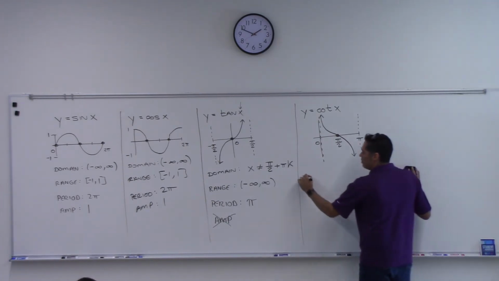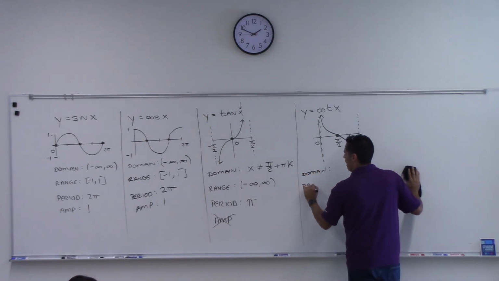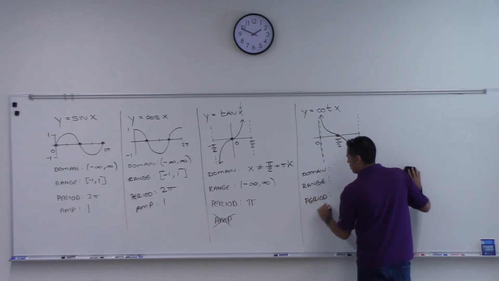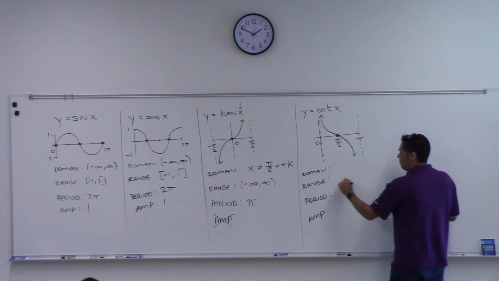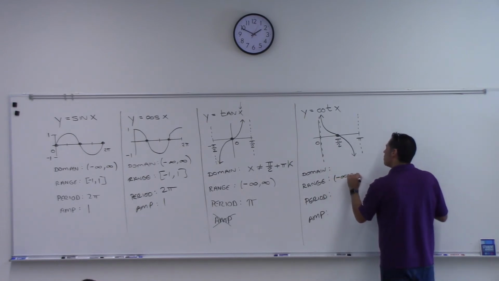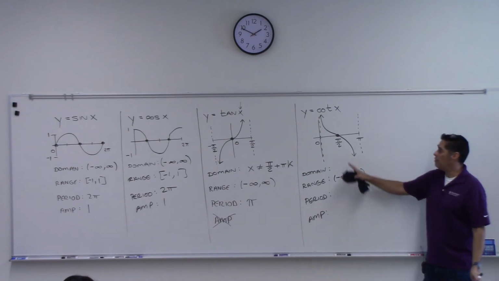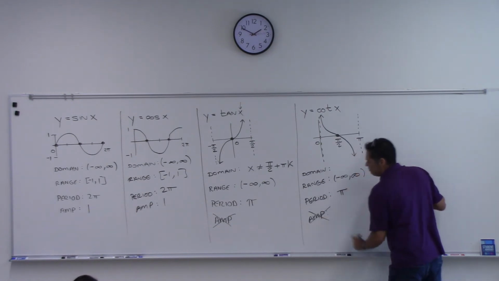So let's talk about domain, range, period, and amplitude. Let's do range first. I think range is easy, right? It's the range of the cotangent function. Everything, right? All real numbers. Negative infinity to infinity. How about the period? Pi as well, right? 0 to pi. Amplitude. Doesn't make sense, okay?